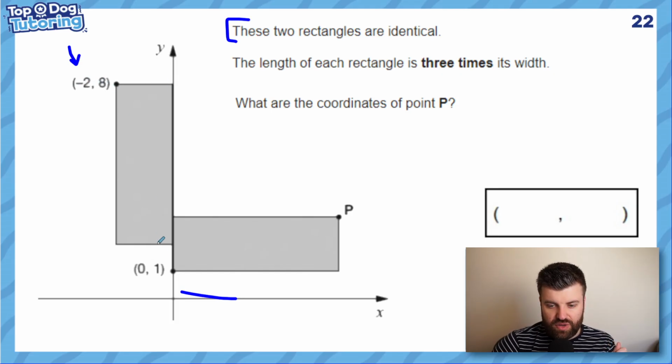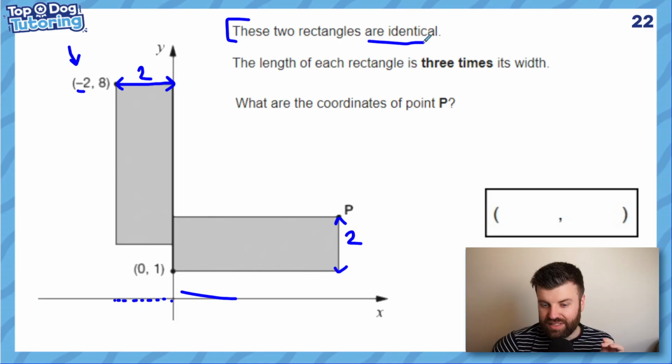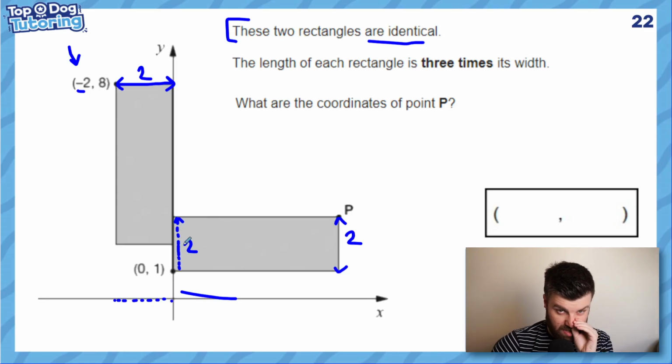If this is -2 across, because it says -2 first, we know the width is 2 squares. So we know that this here is 2 squares long because these rectangles are identical. That's kind of useful. What else do I need to know? Well, the other vital thing is that you know that this is 2 as well. So let's label that, because opposite sides of rectangles are the exact same.